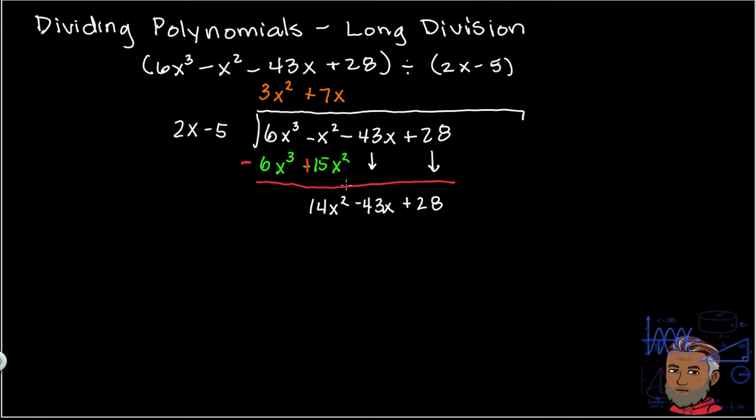We're going through the algorithm. We're repeating the steps. We're going to multiply. First step is figure out what to multiply. Second step is to actually distribute it.